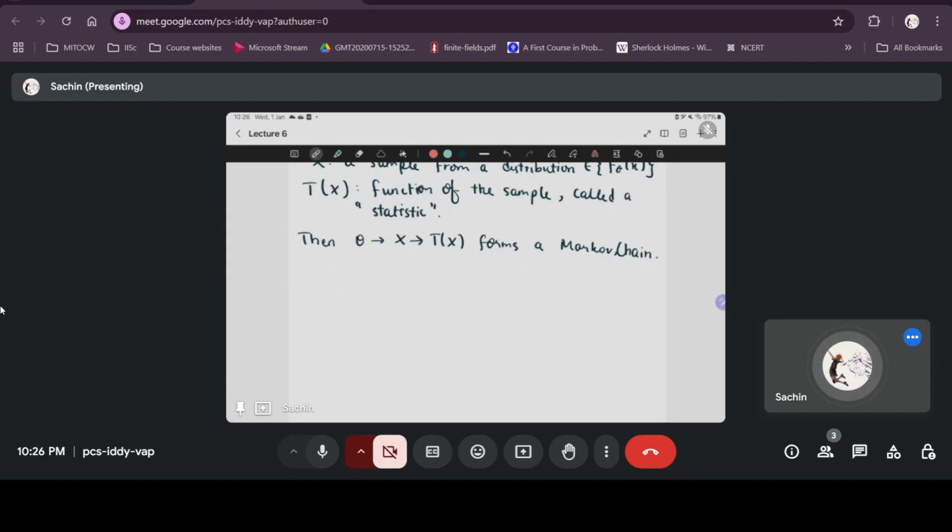I can only give you a qualitative explanation. Quantitatively, you would have to... I don't have an example to explain it. T of x is a function of x, right? So given x, it will be independent of theta, T of x.